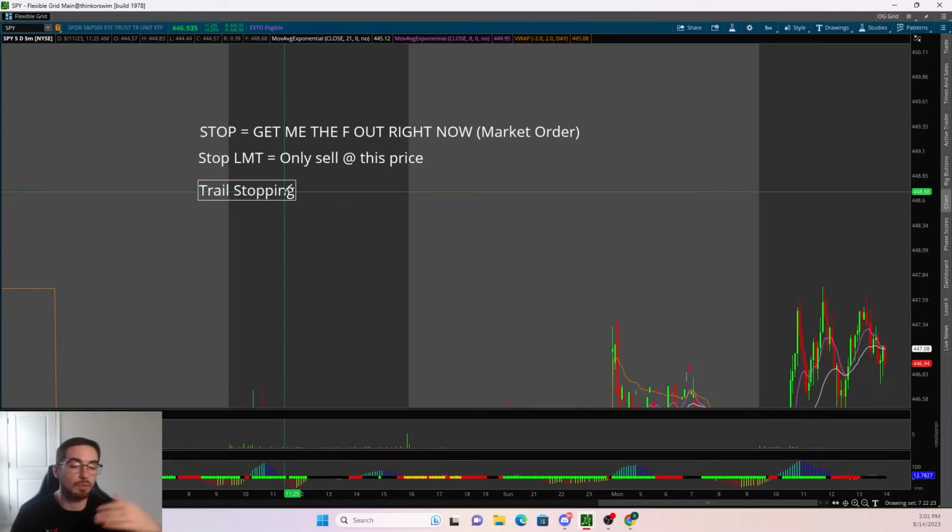If the option goes up to 1.4, now your stop is going to be at 1.2. Option goes up to 1.5, now your stop is at 1.3. So it's going to trail 20 cents under wherever the option ends up being at that time. If it pulls back 20 cents from the high, you're going to get stopped out.